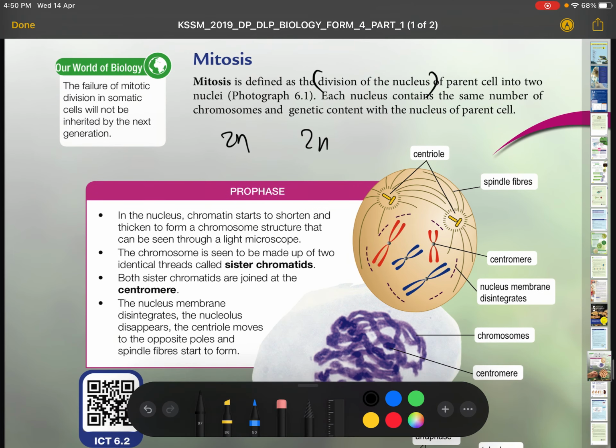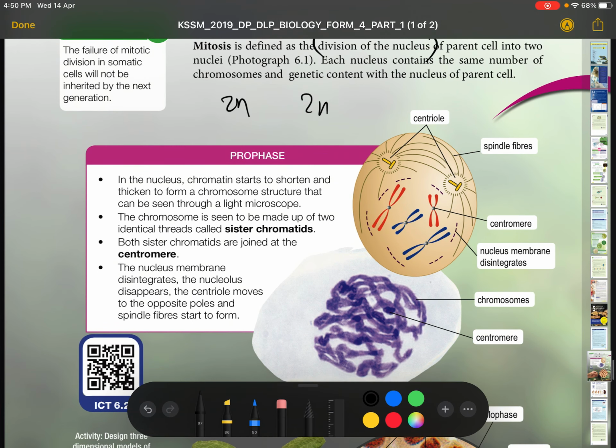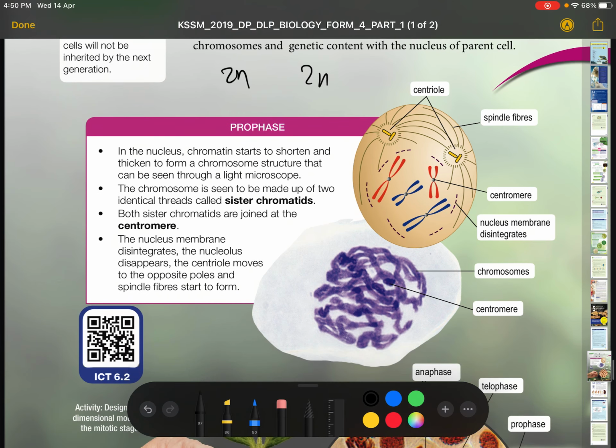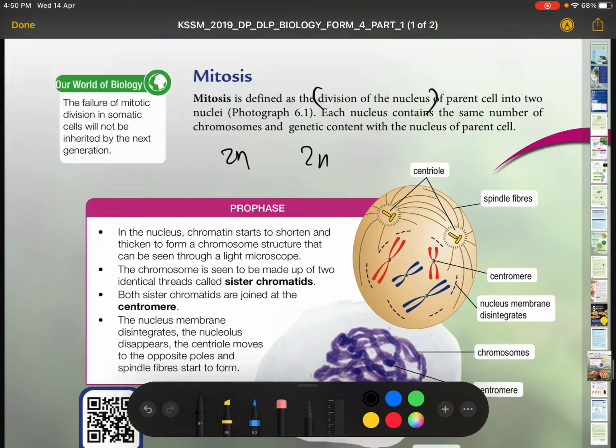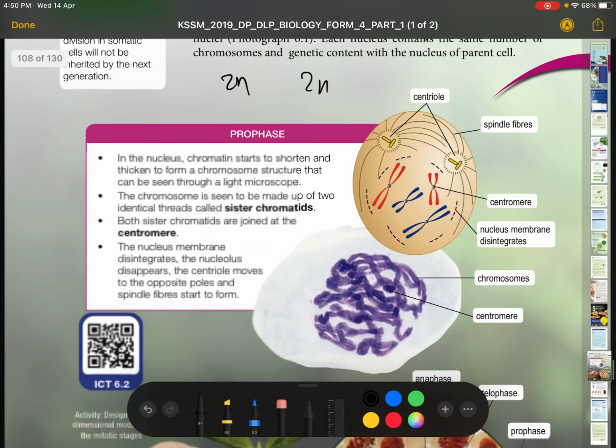So how does this happen? During prophase, the chromatin are already joined at the centromere, right? You can now see them under the microscope because they have turned into chromatids. They are shorter and thicker, so it becomes easier to see them through the light microscope. And again, as I said, they're joined at the centromere. During prophase, the nucleus disintegrates. The nuclear membrane and the nucleolus disappear.